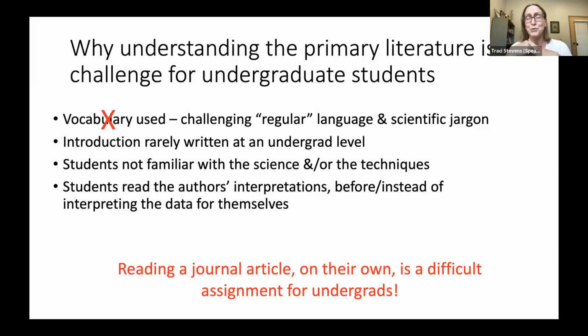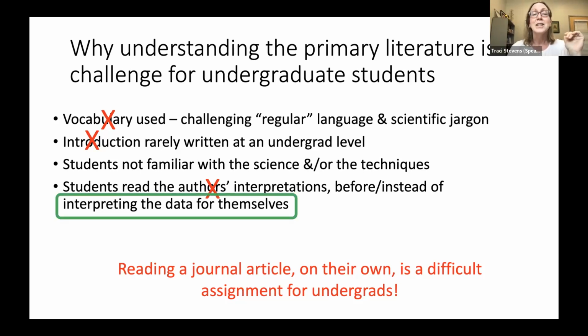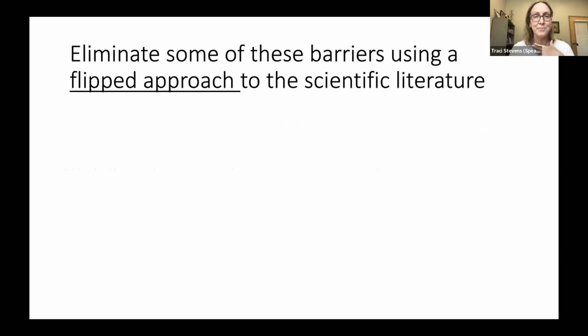So what I use as a strategy in some of my classes is to eliminate some of these barriers by not asking the students to actually read the paper, but still using the paper. So that takes out the vocabulary issue. I replace the introduction with other readings, and they don't have the author's interpretation because I don't let them read what the authors have written. So that leaves focusing on interpretation of the data and the science and the techniques, which is what I want when I use this particular strategy.